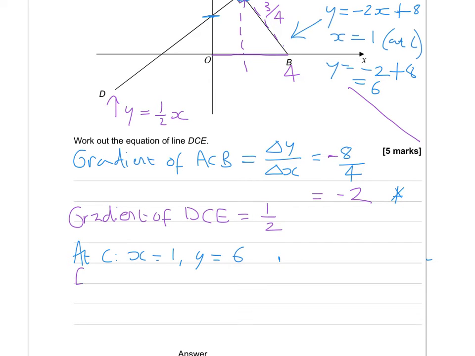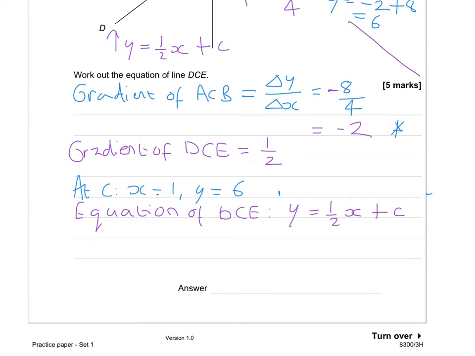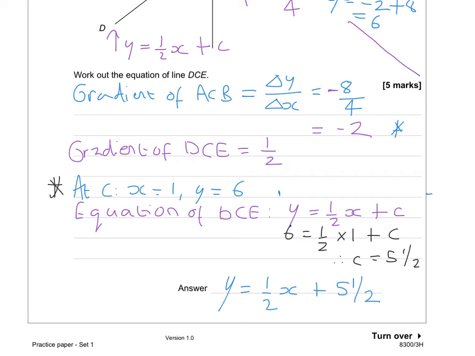Now, the equation of DCE is currently y equals a half x plus a constant. And we have to work out what this constant is. So we're going to substitute in this information here. 6 is equal to a half times 1 plus c. So c is equal to 5.5 or 11 over 2, which means that the equation of the line DCE is y equals a half x plus 5.5.